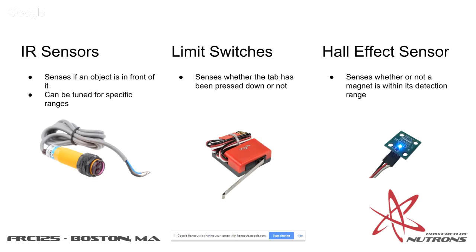And this can be used for something like a hard stop on an elevator. So if your elevator is going up and you want to stop going up when it gets to a certain point, you can have a limit switch there, and it'll stop all control to the elevator once it hits that. And then there's the Hall effect sensor, which we tried to use this year. We kind of scrapped it though, but it just senses whether or not a magnet is within its detection range. So once again, on if a magnet is near it, off if not.